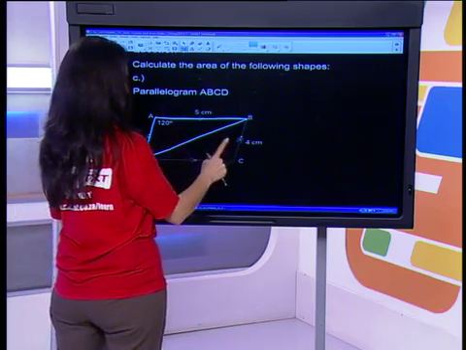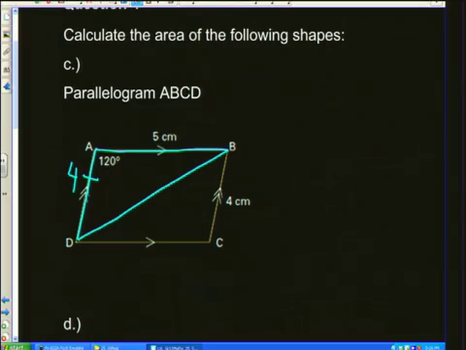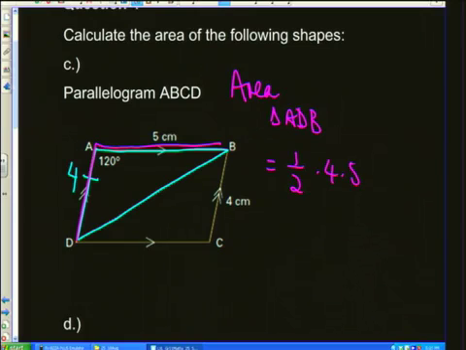What do we know about the properties of a parallelogram? Its opposite sides are equal. So I've got 4 on the side. Let's just undo that. Let's put it in there, right. I've got side, I've got angle, and I've got side. So I can say that the area of triangle ADB is equal to a half of 4 times 5 times the sine of the included angle.